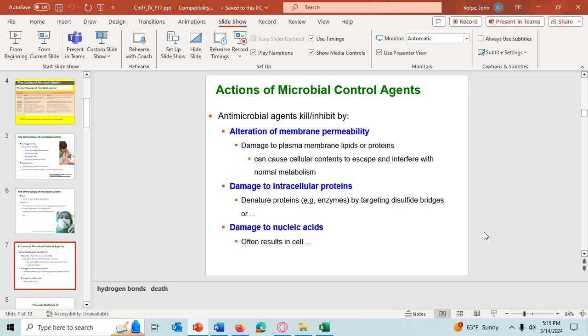the second way that antimicrobial agents can damage or kill cells is to damage intracellular proteins. If you denature proteins, particularly the enzymes, you can cause the cell to die. This is actually one way that alcohol does kill cells. It denatures proteins. Of course, alcohol also damages the cell membrane. Tetracycline is an antibiotic that damages proteins.